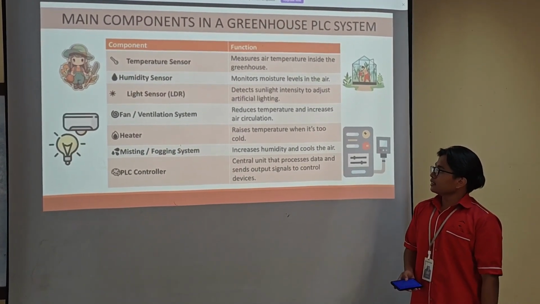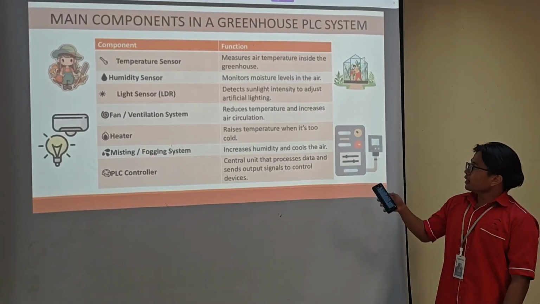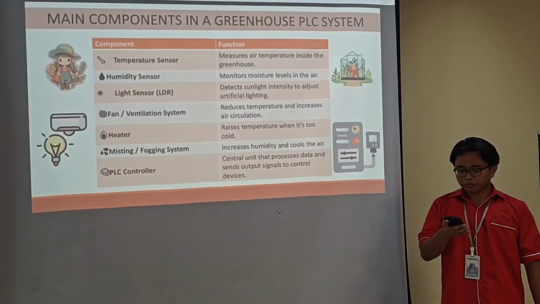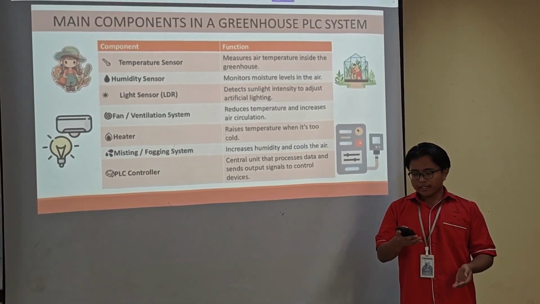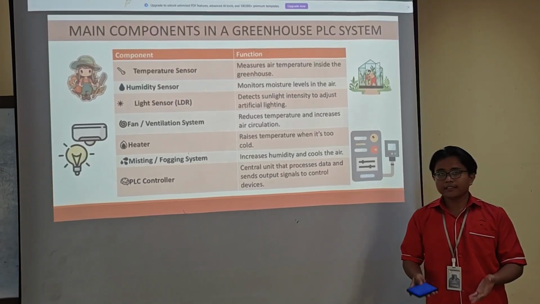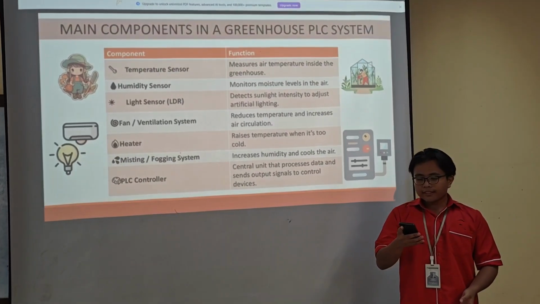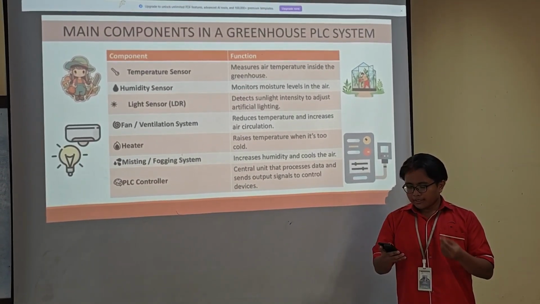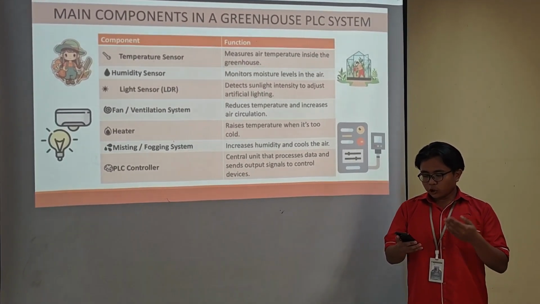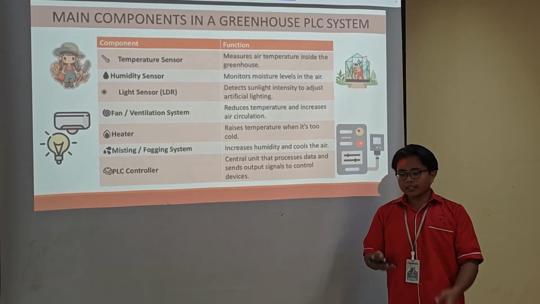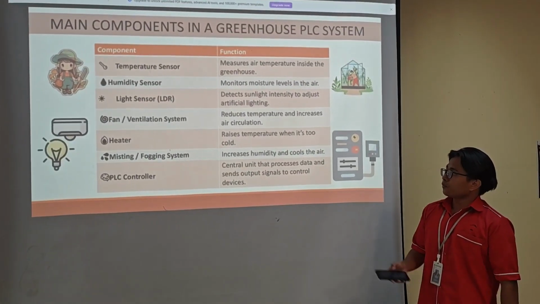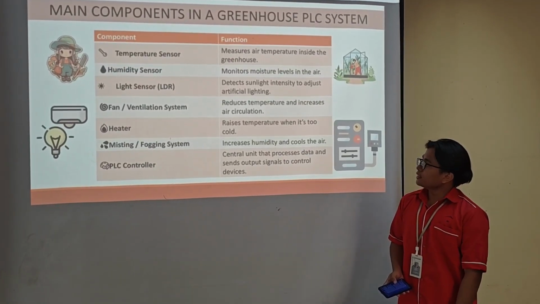Next is the light sensor, LDR. It detects sunlight intensity to adjust artificial lighting. The light dependent resistor, LDR, changes its resistance based on the brightness of sunlight. The PLC reads this change and decides whether to turn on or off artificial lights, ensuring plants get optimal light levels for photosynthesis.